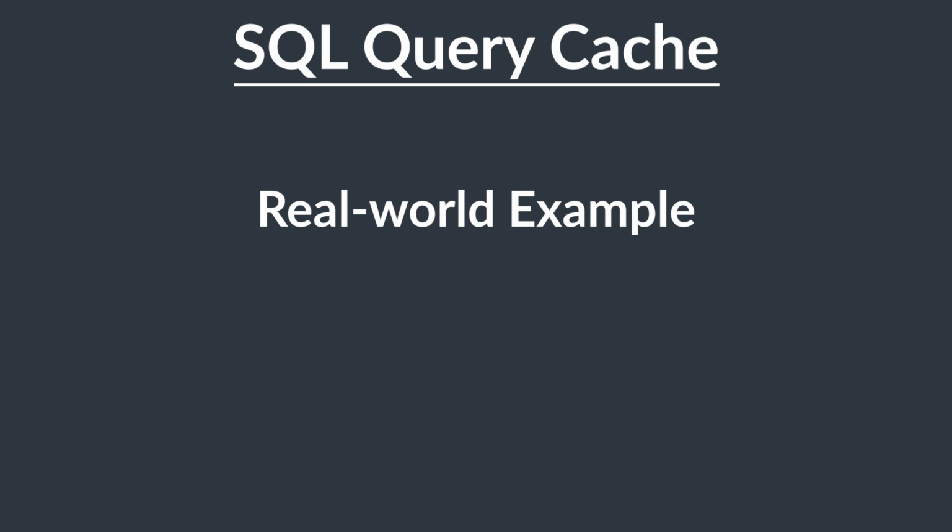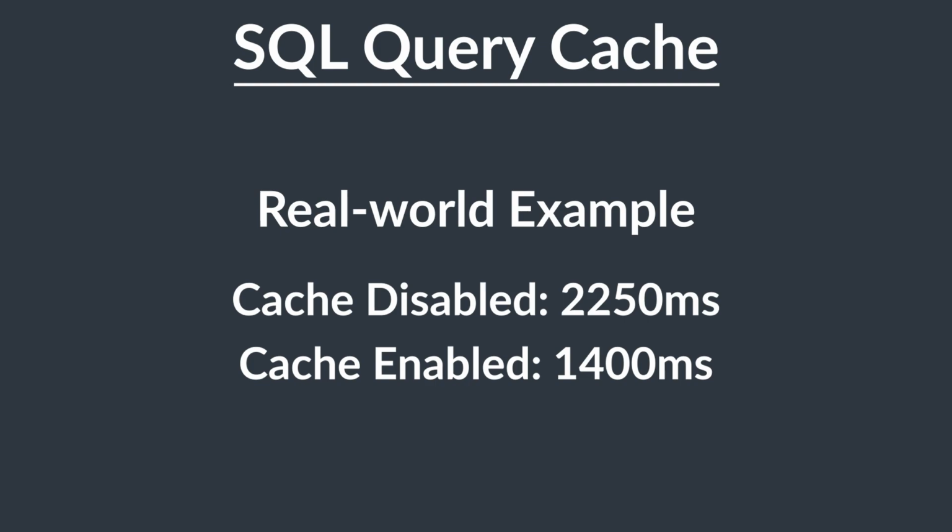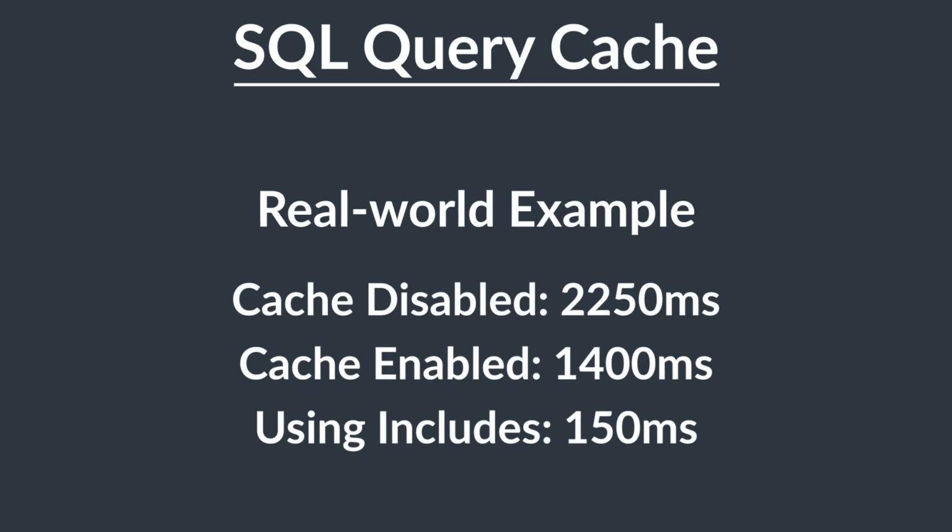Because most of the queries were identical, the cache was handling most of them, but there was still a performance cost. With the SQL cache disabled, the page took around 2,250 milliseconds to render. With the SQL cache enabled, the page took around 1,400 milliseconds to render. And using includes to eliminate most of the queries altogether, the page only took 150 milliseconds to render.